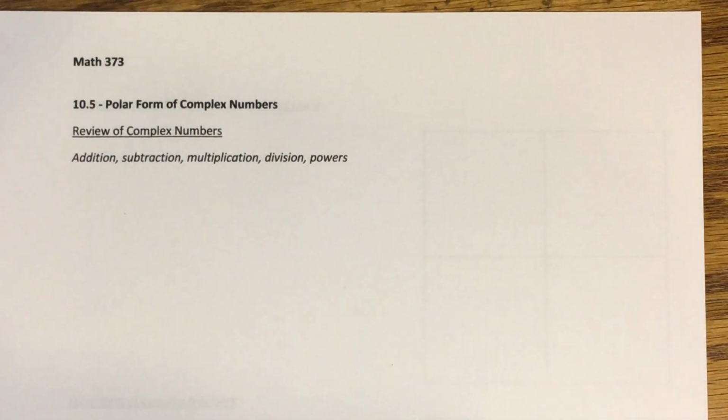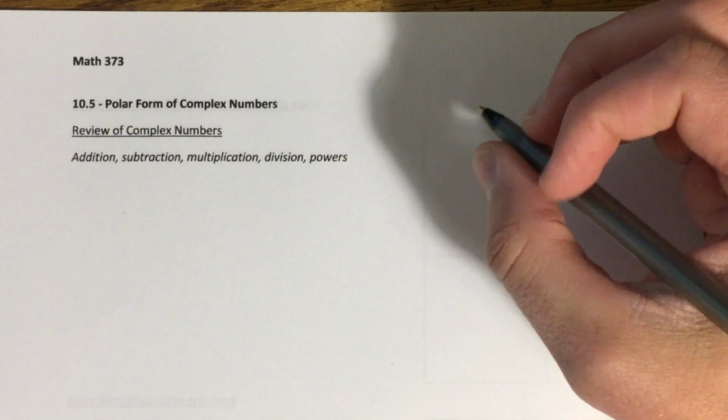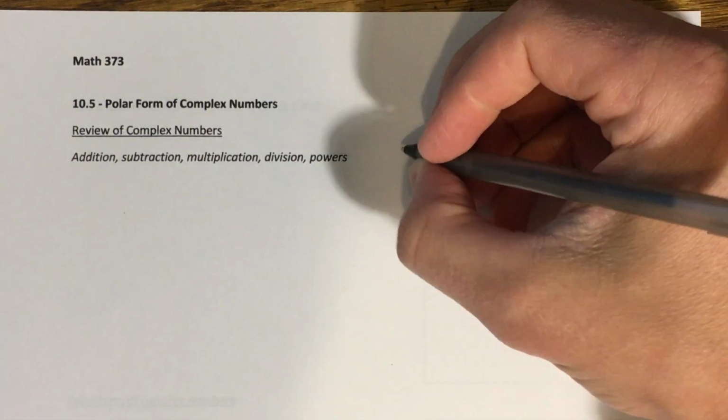All right, so we're in 10.5 now. And 10.5 is going to revisit something that you've talked about back in intermediate algebra, the topic of complex numbers. You should have already learned about complex numbers by this point, but we are going to do a quick review of them. So complex numbers start with a discussion of this number that we call i.